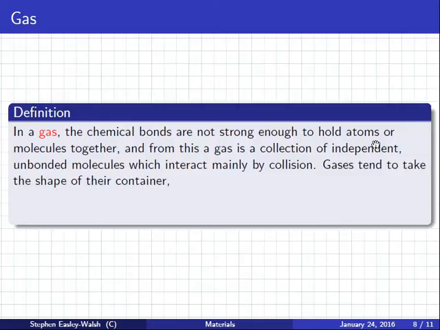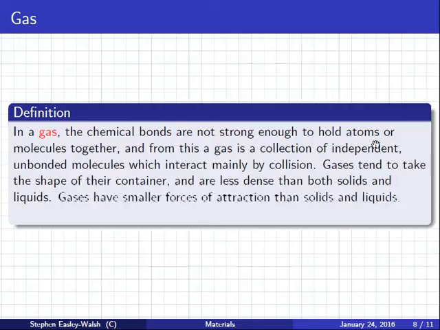So gases tend to take the shape of their container, and they're less dense than solids and liquids. Gases have smaller forces of attraction than solids and liquids. Gases becoming a solid is deposition, but you don't need these words for the exam.